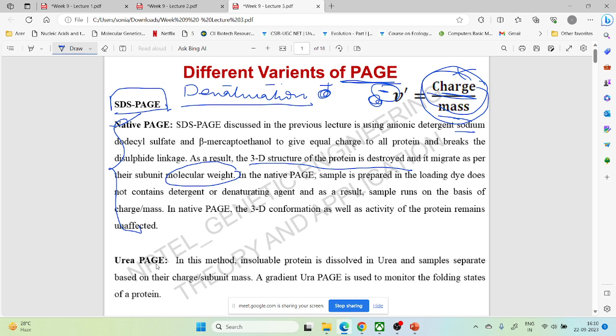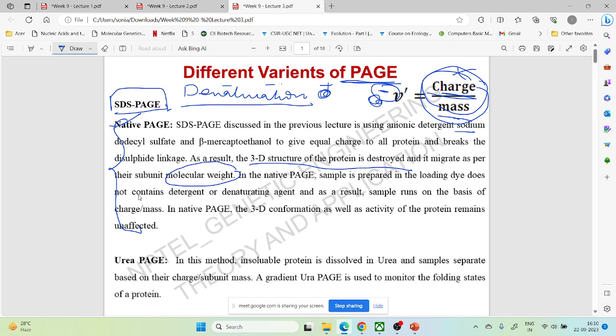Then you also have urea PAGE. Basically, urea PAGE will also kind of denature the protein. But what is the difference between SDS PAGE and urea PAGE? Can anybody tell me how SDS PAGE is different from urea PAGE? Because in SDS PAGE denaturation is happening, and in urea PAGE also denaturation is happening. Then why have two different variants of PAGE where both are providing us denaturation only? Why have the extra urea PAGE?